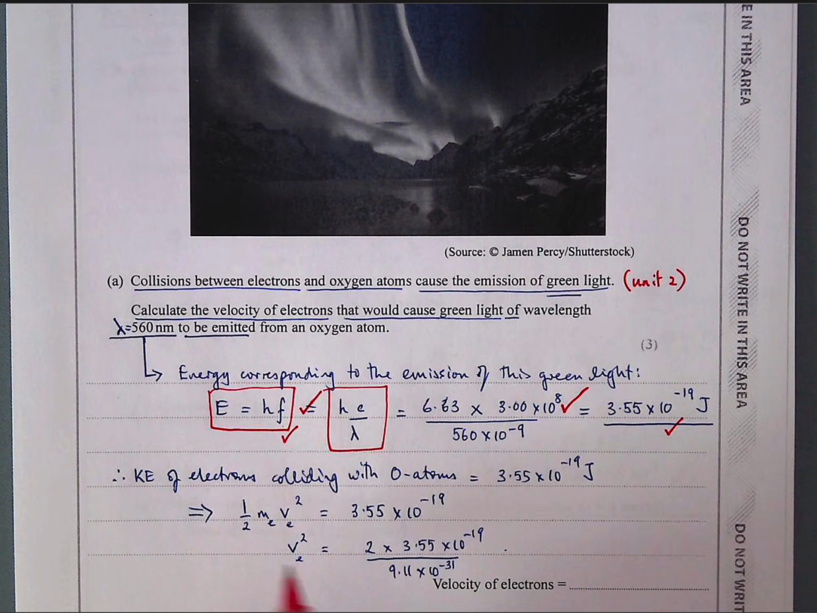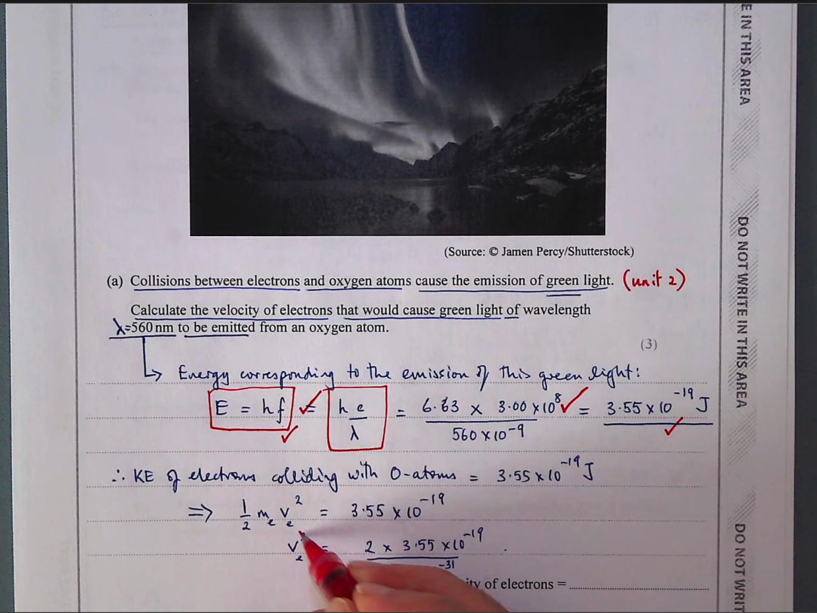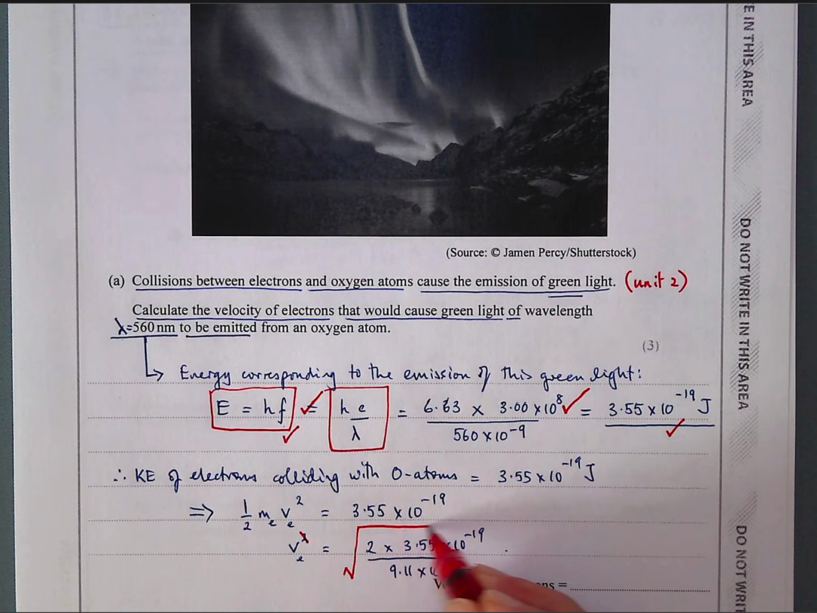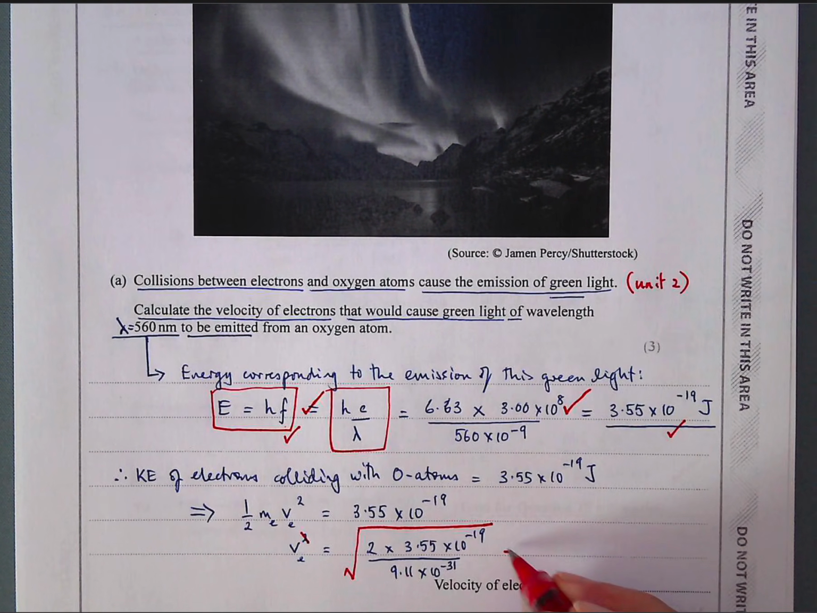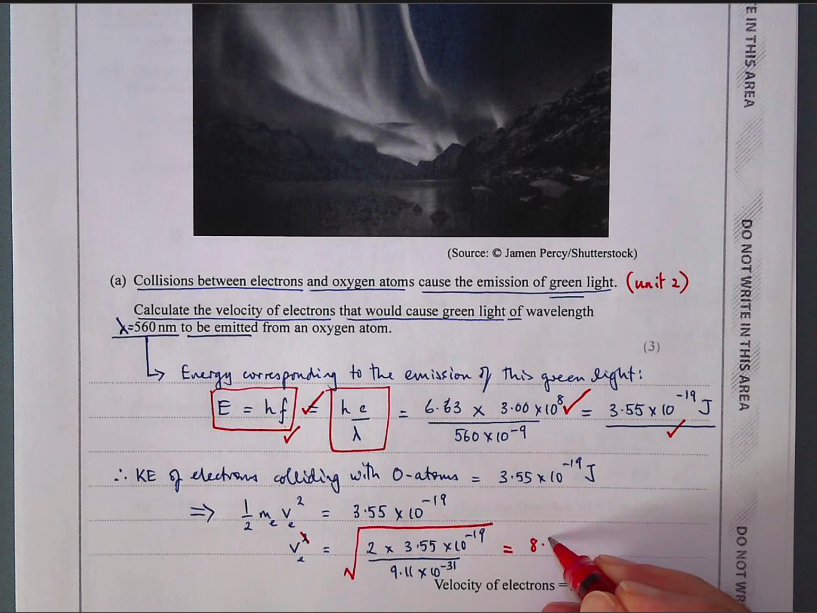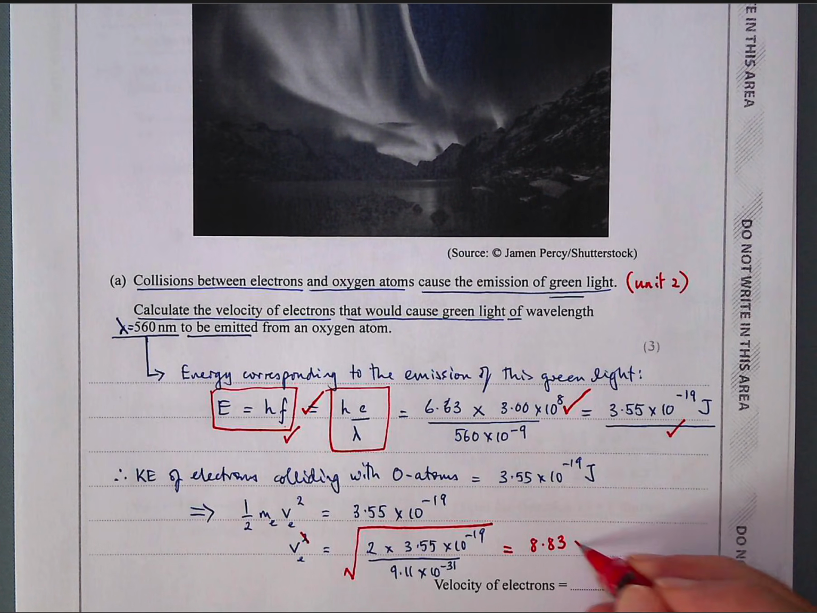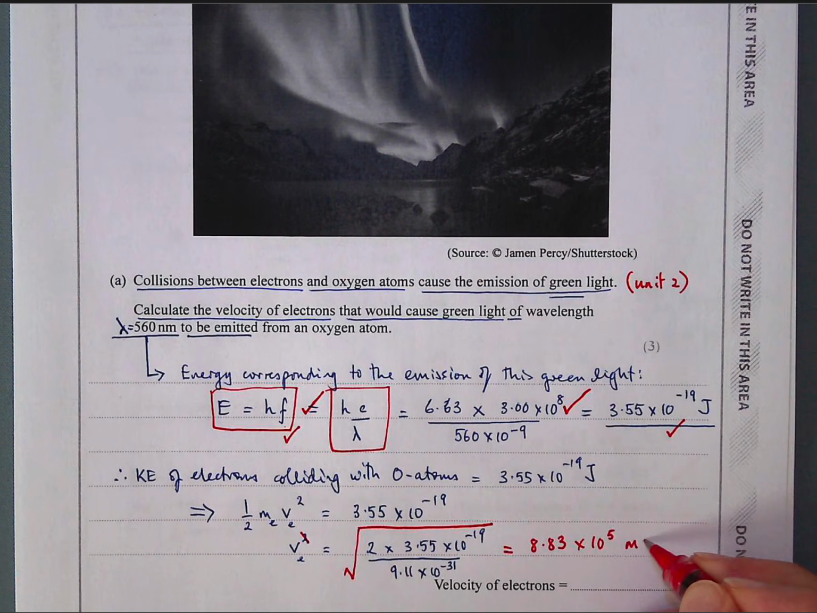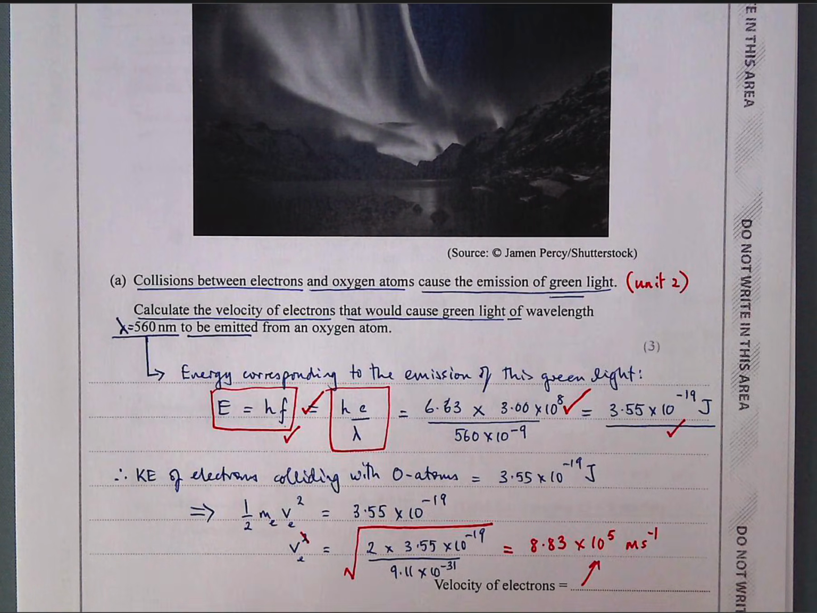Once you do that, you'll see that the kinetic energy of the electrons, half m electron times v electron squared, is going to be equal to this energy you calculated. So now you need to change the subject of the equation. V squared will then be 2 times this energy divided by the mass, and if you want to get at V, you just take the square off and make that into a square root. Once you do that, I calculated this before, it's 8.83 times 10 to the 5 meters per second, and that should be your answer. I think you can give it to 3 significant figures.